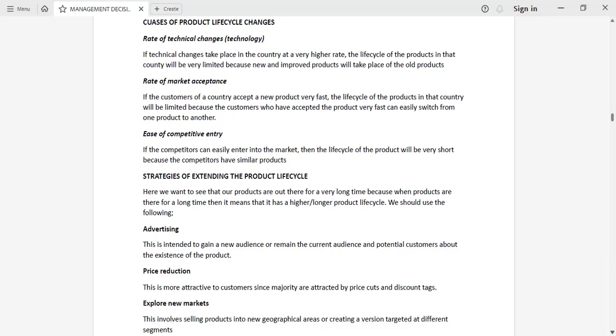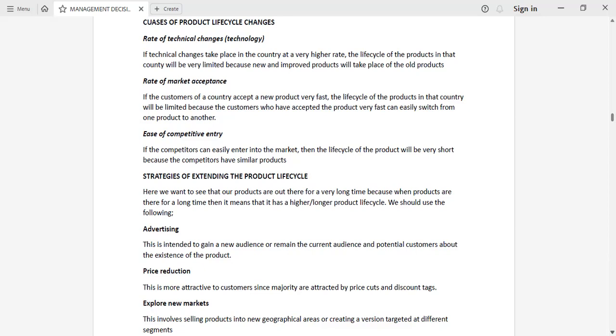So the third one is the ease of competitive entry. If the competitors can easily enter into the market, then the life cycle of the product will be very short or very limited, because competitors come with similar products. So when there is ease of entry in the industry, you may find our product's life cycle will be under threat.